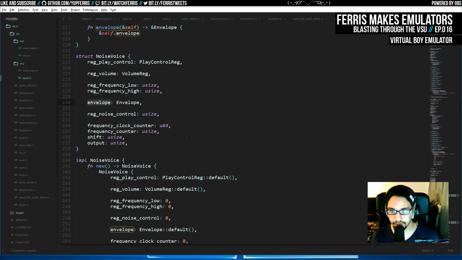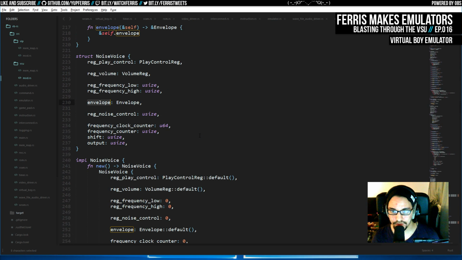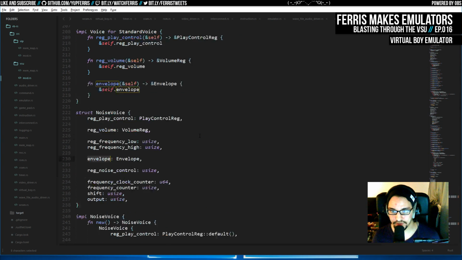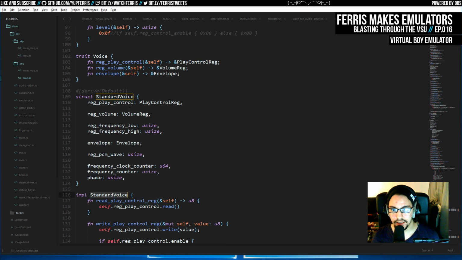and the same envelope, but the way it actually generates sound and the clock frequency at which it generates sound is a little bit different. So I wanted to split things up. So instead of just having voice, we now have standard voice and noise voice.